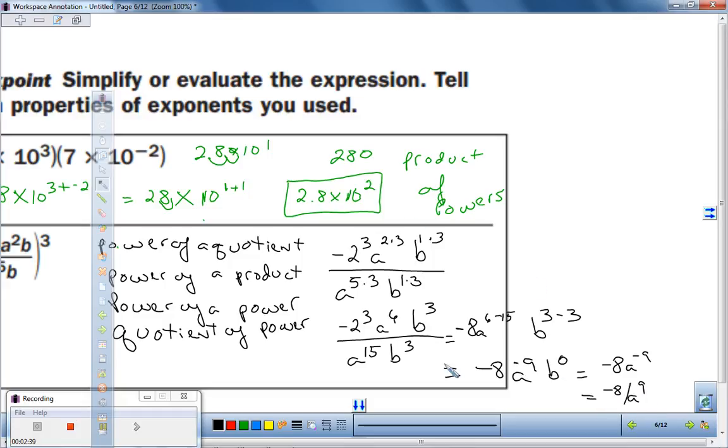Now I went through a long way to get here. You could shorten the process, and that's fine. I just wanted to show all the steps.